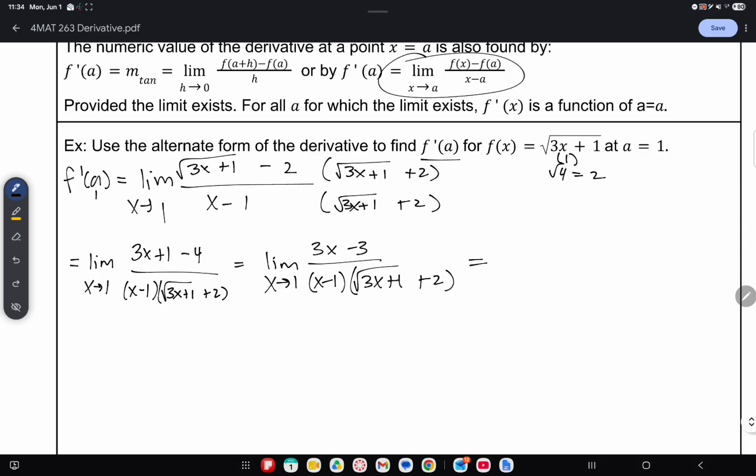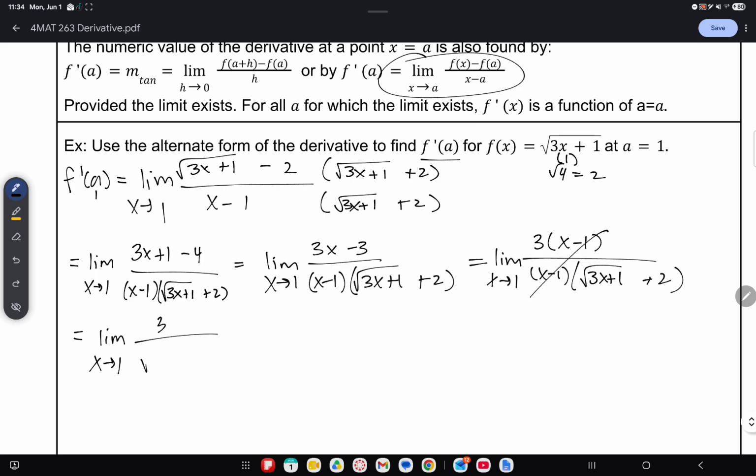Now remember, we wanted a factor to cancel out. So I think I can factor the numerator, factor out a 3 and be left with x minus 1. So I can cancel that factor out. So I'm left with the limit as x goes to 1 of 3 over this denominator. Then I can do a direct substitution. It's going to give me 2 plus 2 is 4. So I get a derivative of 3/4.